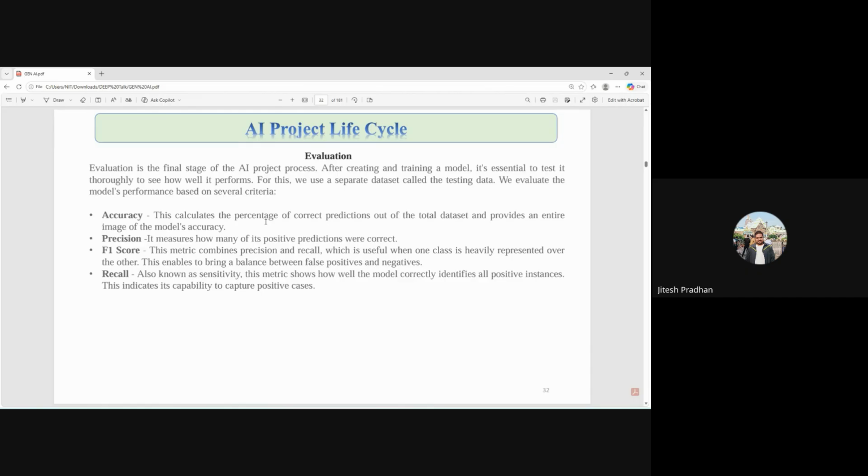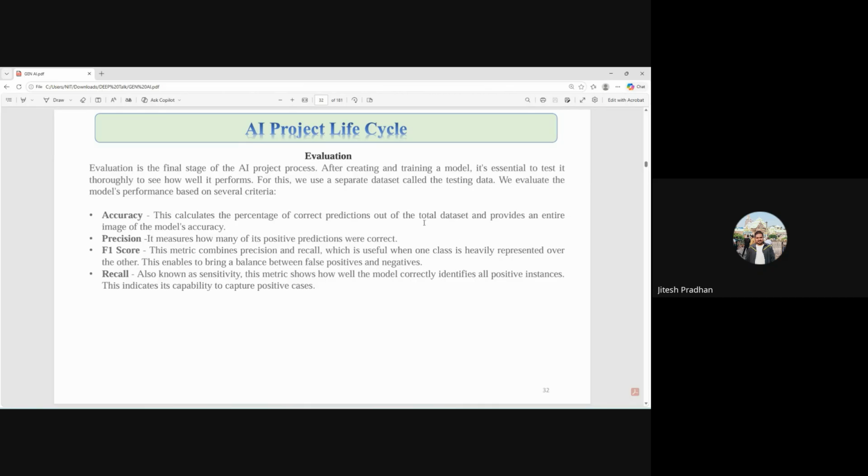So based on the problem, you have to choose your evaluation matrices. If your model is showing good results in all the matrices, then you can say that your model is good and you can deploy it. So basically, deployment is where you can deploy.